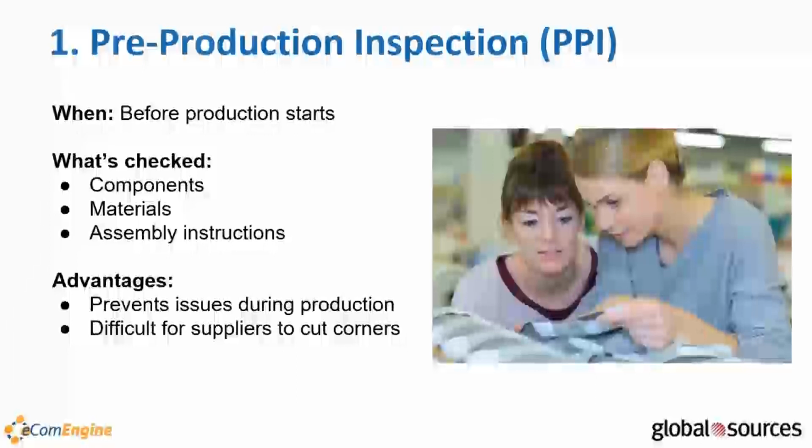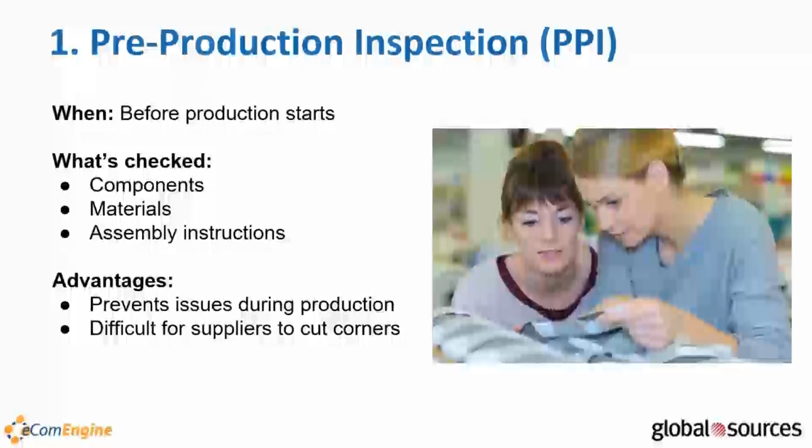So let's talk about pre-production inspection first. What exactly is pre-production inspection? This is sometimes also known as initial pre-production checks, or IPC. And this is usually carried out before production of your product starts. For this inspection, components and materials are inspected to make sure that they match the buyer's specifications and requirements.